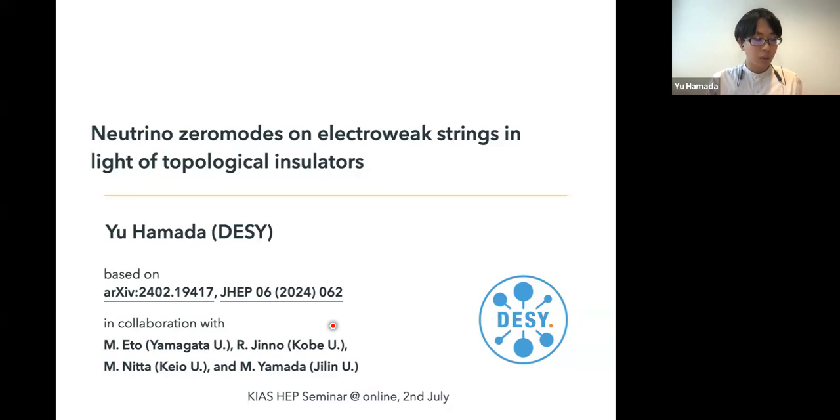So in this talk, I will introduce two important but complicated concepts. The first is the electroweak string, also known as a Z string, which is a kind of cosmic string-like object in the standard model. Another concept is a topological invariant, which is often used in condensed matter physics to characterize some topological nature of a material. I will explain the electroweak string first. Afterwards, I will explain some topological nature of them.